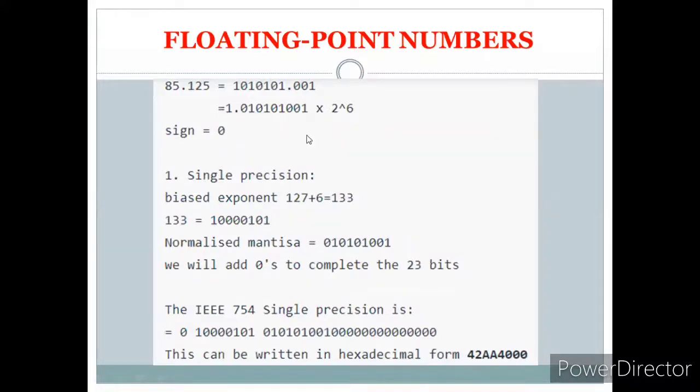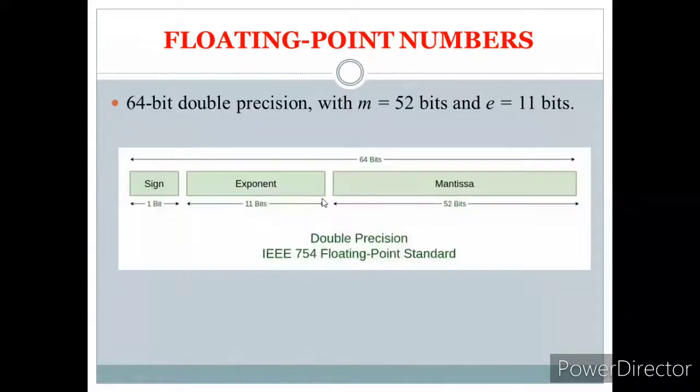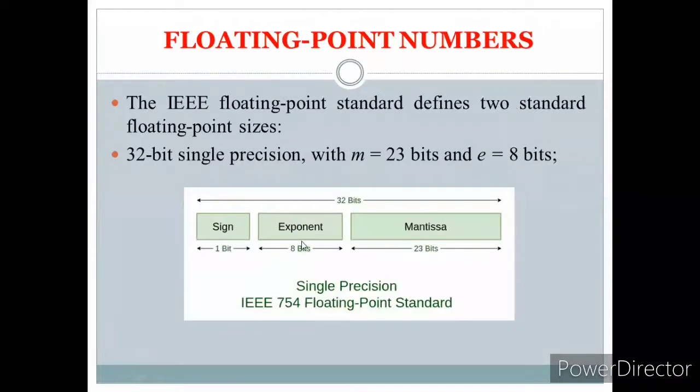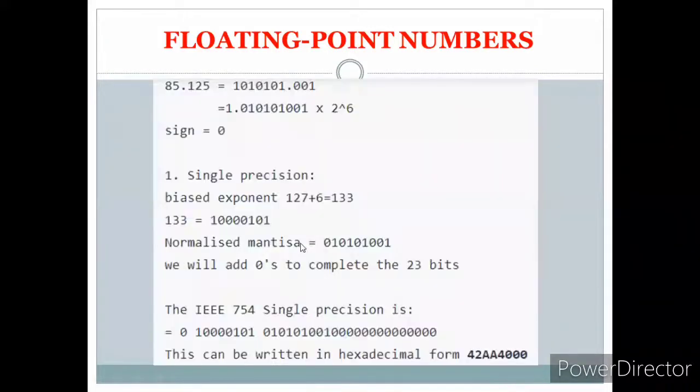So in single precision, the exponent is 8 bits. 8 bits means 0 to 7. 2 raised to 7 is 128, so it is represented as 0 to 127. So 127 plus 6 is 133. Convert this 133 to binary, it is 10000101.